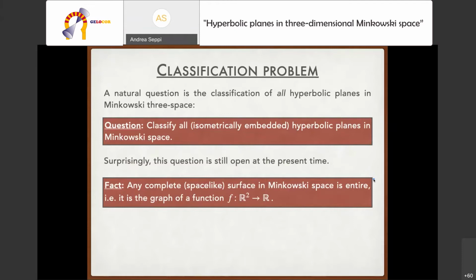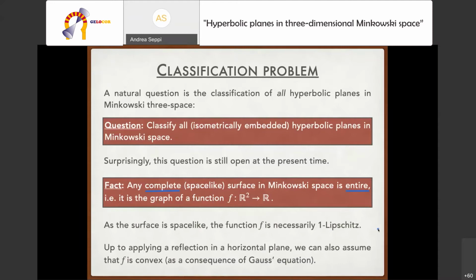So the first fact, which is very easy to prove, is that whenever you have a complete space-like surface in Minkowski space, then it is entire. Entire just means that it is an entire graph, a graph of a function defined over a plane. Of course, you can say something about this function. Since our surface is space-like, our function, which is smooth, is a 1-Lipschitz function.